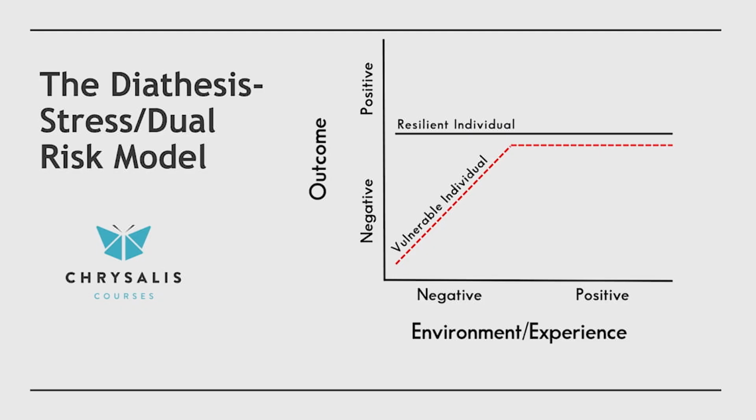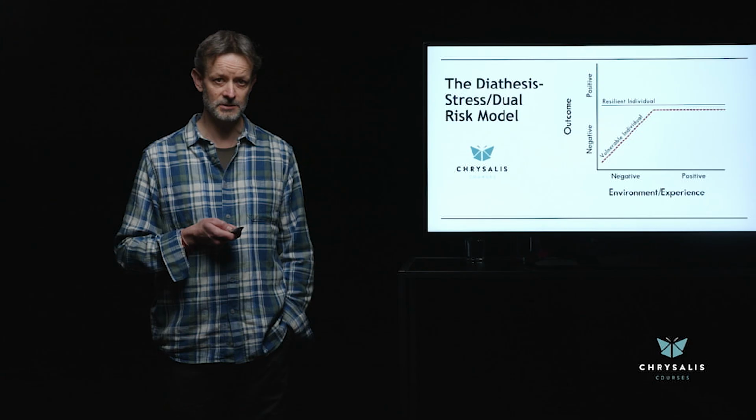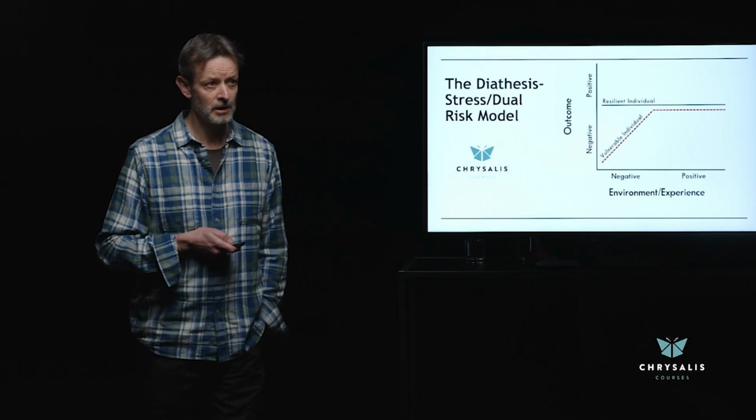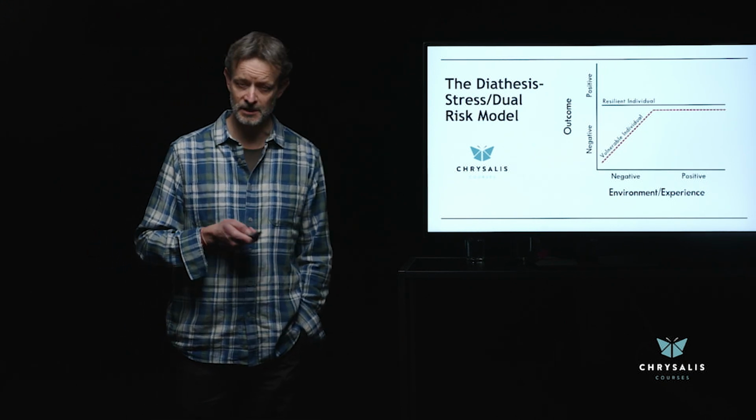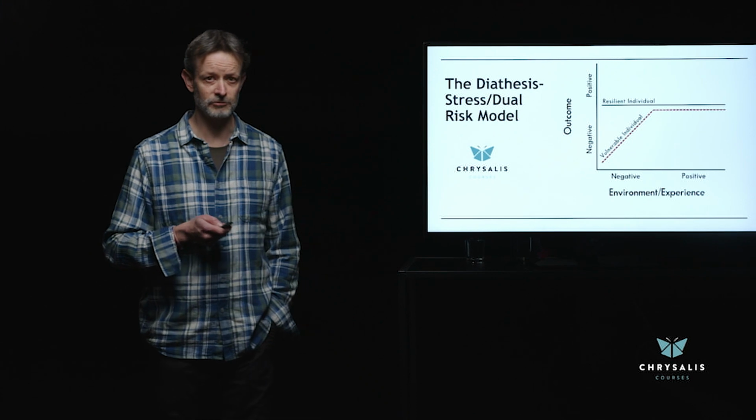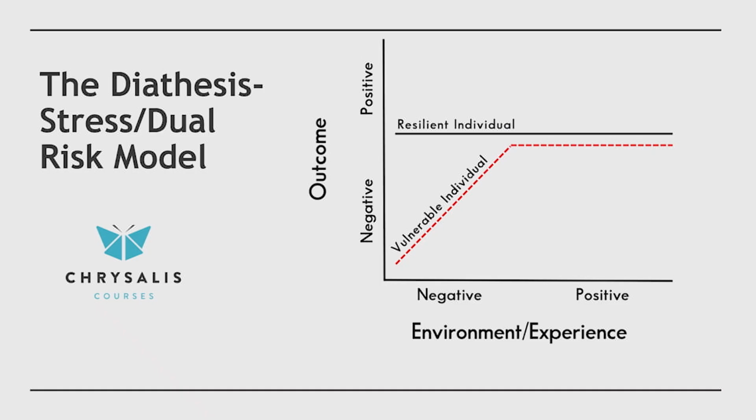I'm going to go through the diathesis stress dual risk model. Diathesis refers to the vulnerability or predisposition to difficulties and negative well-being. I'm going to take you through the top line of the resilient individual: people who have a very strong sense of self-identity and self-worth, for example, who can live through very negative environmental experiences as well as positive, maintaining resilience and stability in their emotional regulation.